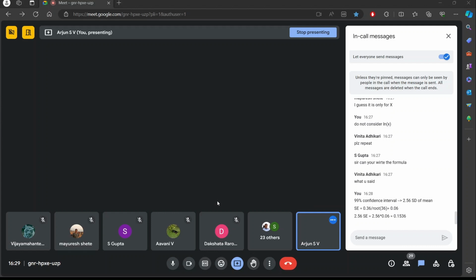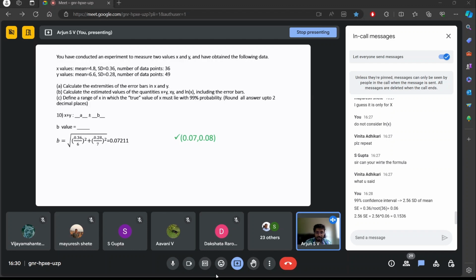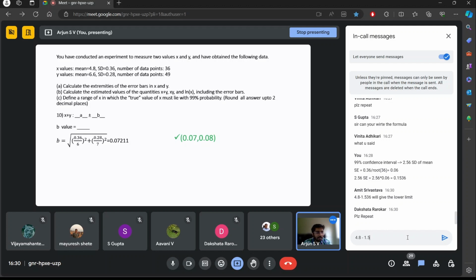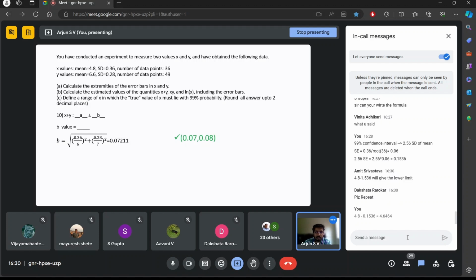I think you should report it with two decimal places instead of four decimal places as such. So 4.8 minus 0.1536 gives you around 4.6464, I think. Yeah, almost, this would be the correct answer.